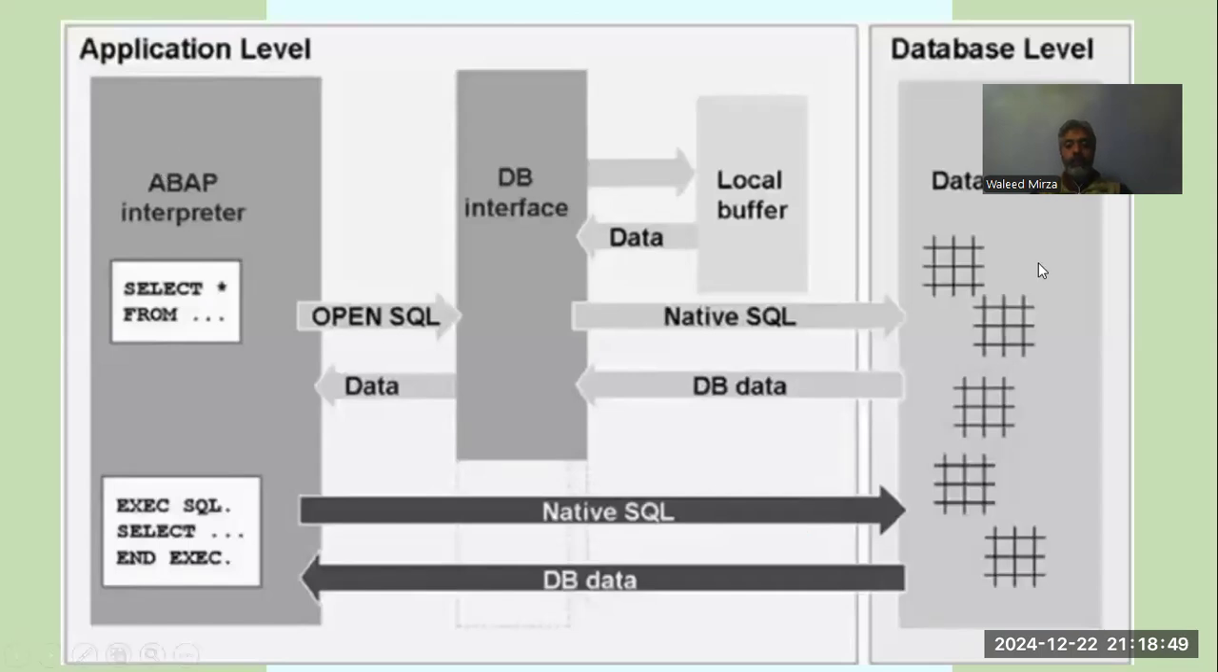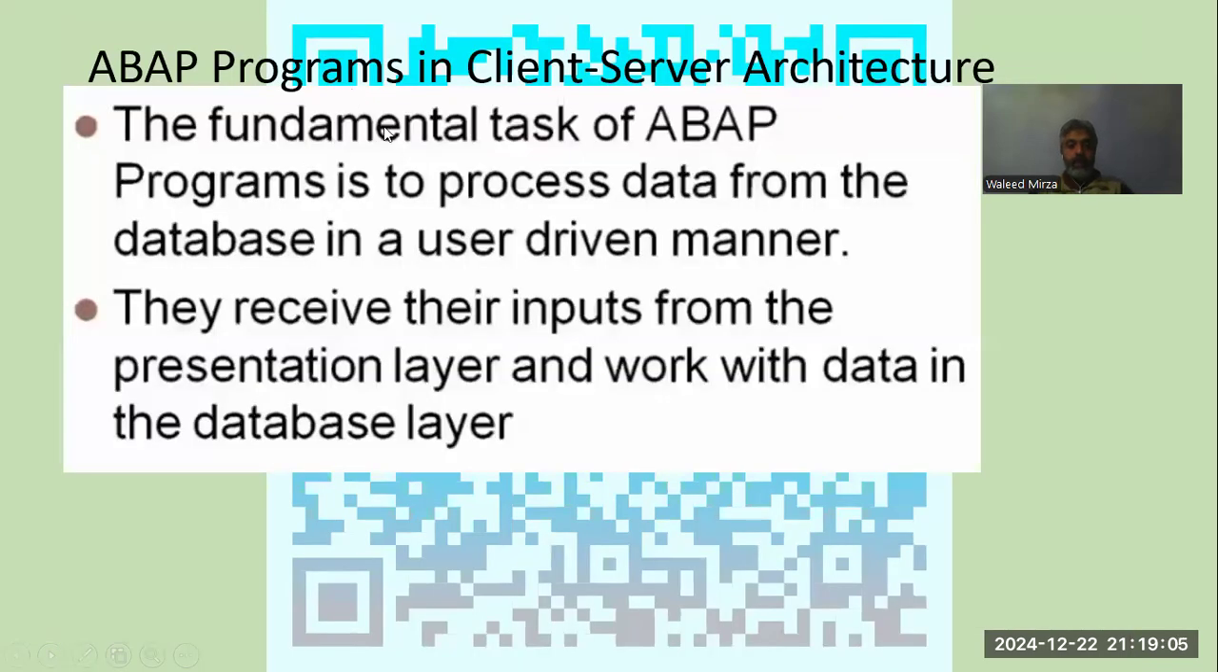The ABAP interpreter locks communication through the database interface, or it can also go through the SQL queries, the native SQL, it can also access the database directly. The ABAP programs are executed in a client-server architecture where the client generates a request and the server acknowledges that. These receive inputs from the presentation layer and work with the data in the database layer.